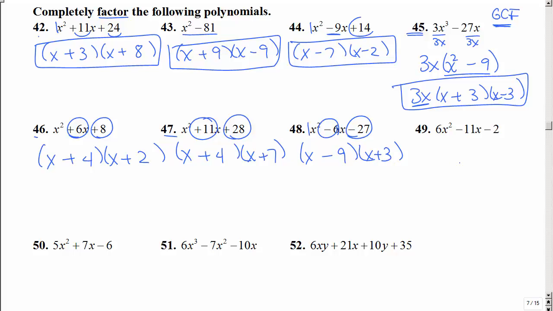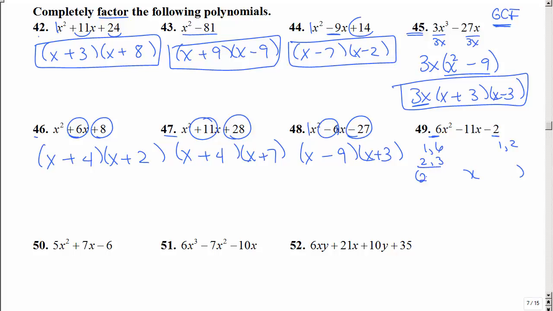And whoa, here comes 49. We do not have a leading coefficient of 1. This is where everybody teaches it differently. You could have learned a box method, a grouping method, a bottoms-up method, a trial and error method. You do it the way your teacher has taught you or the way you feel most comfortable. The way I do it is I go, what can multiply to get 6? What can multiply to get 2? And I kind of start guessing.